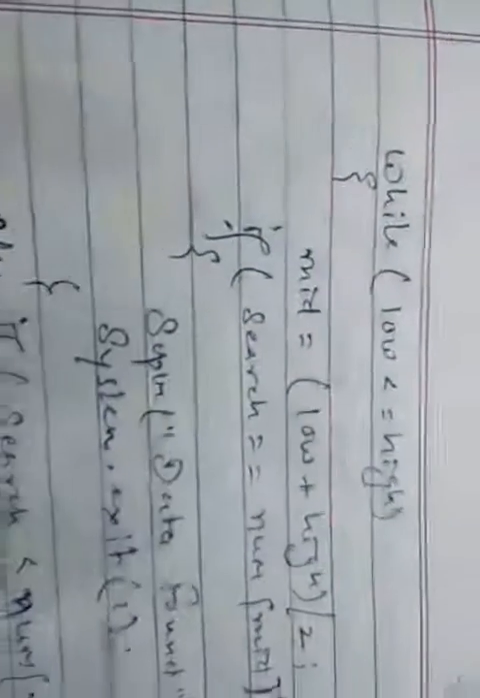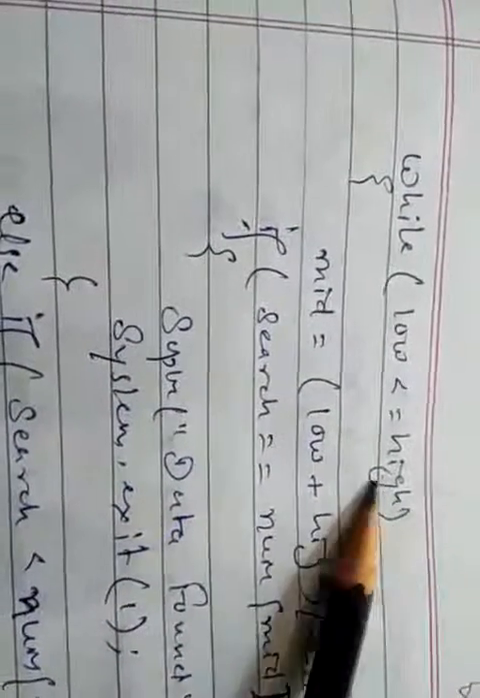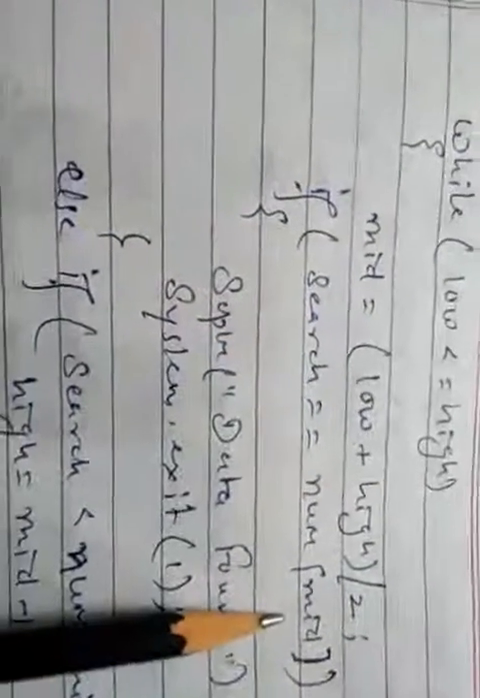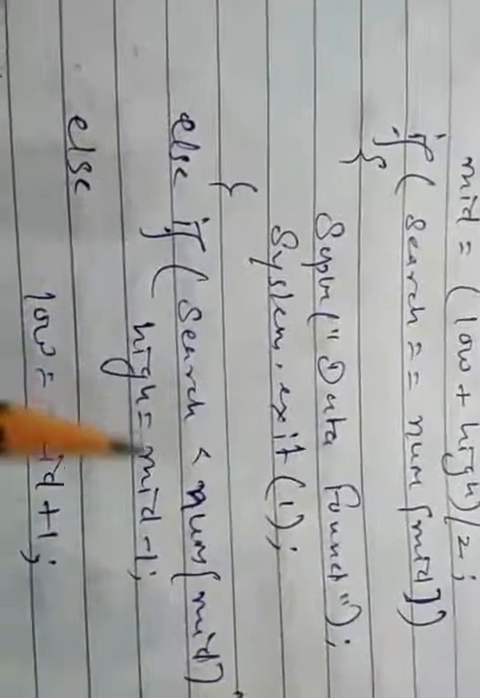Now here this is the main logic of the program. While low is less than or equal to high, so the value of low will always be less than or equal to high, then we will calculate the middle element. Then the condition: if search is equal to num of mid, then we will print data is found and the program will stop here. Else if search is less than num of mid element, then high will be changed, that will be mid minus 1. Otherwise low will be changed, that will be mid plus 1.